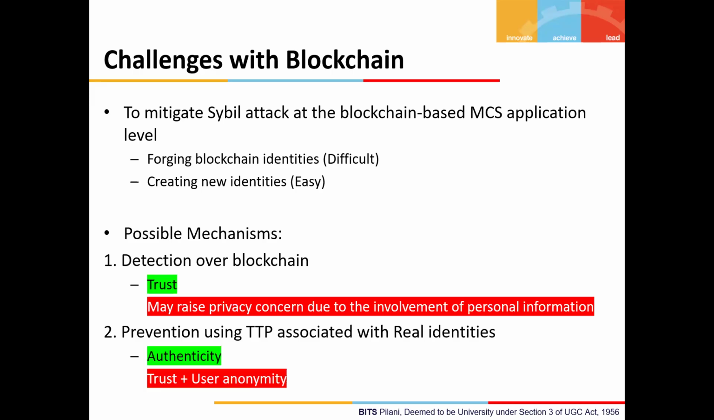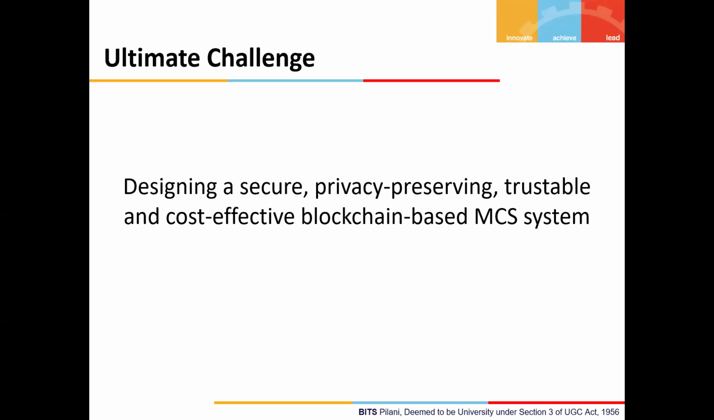That is another challenge. There could be some possible mechanism, like we can use detection over blockchain, but it may raise privacy concern definitely. If you use a trusted third party in order to mitigate this Sybil attack, you can achieve authenticity, but not trust and user anonymity. So the ultimate challenge in blockchain-based mobile crowd sensing system is designing a secure, privacy-preserving, trustable, and cost-effective blockchain-based MCS system. So I am giving you a research problem that you can think about.